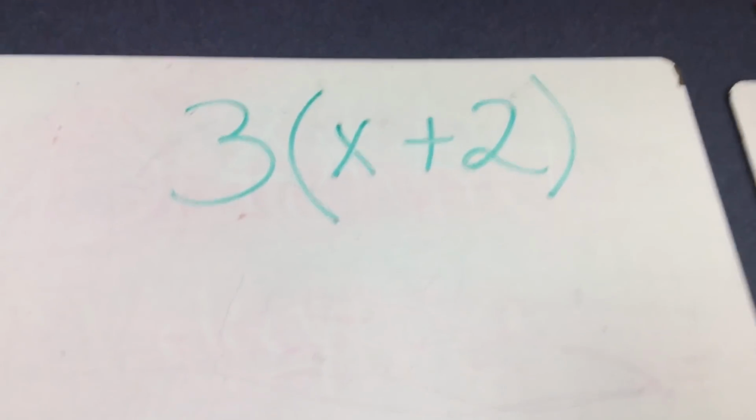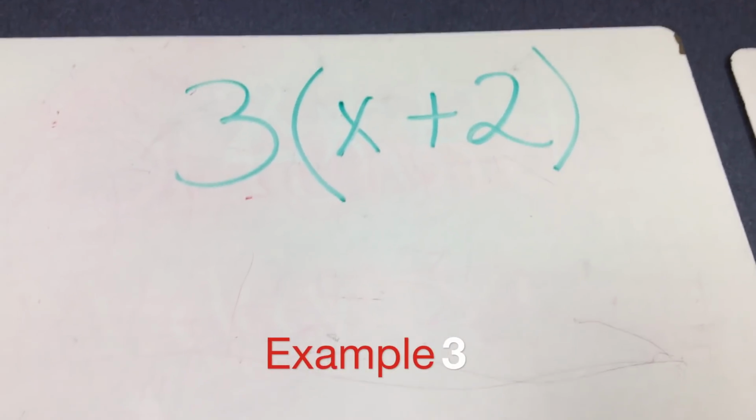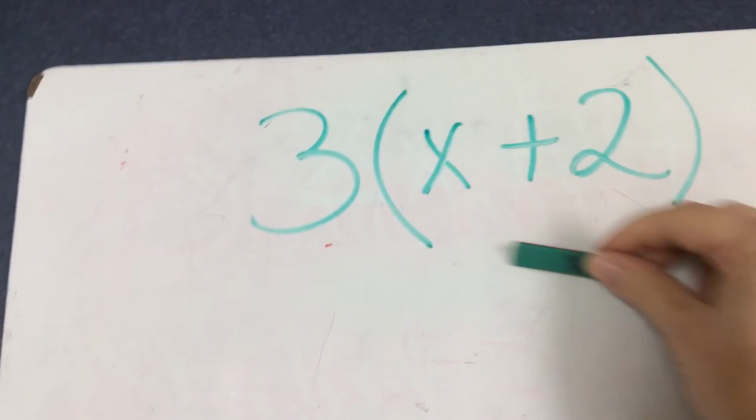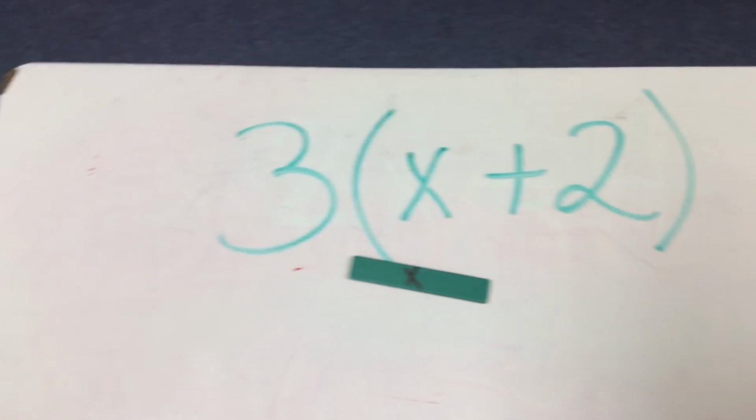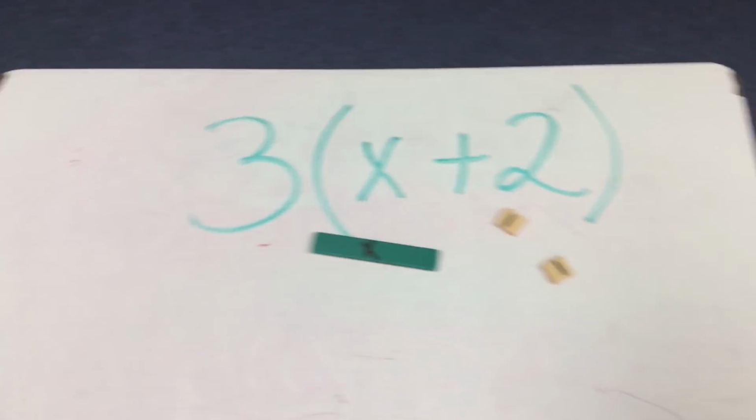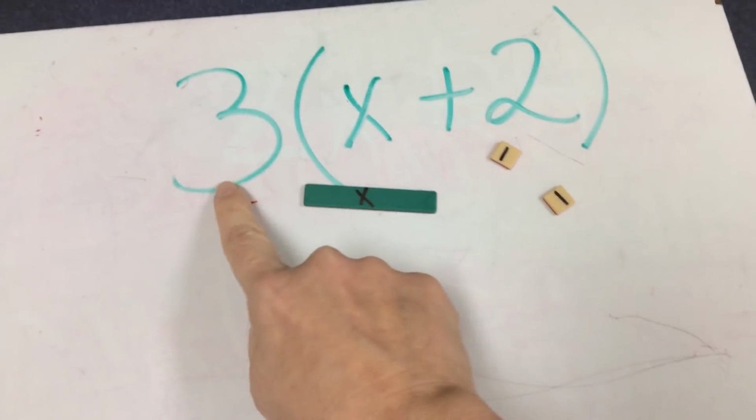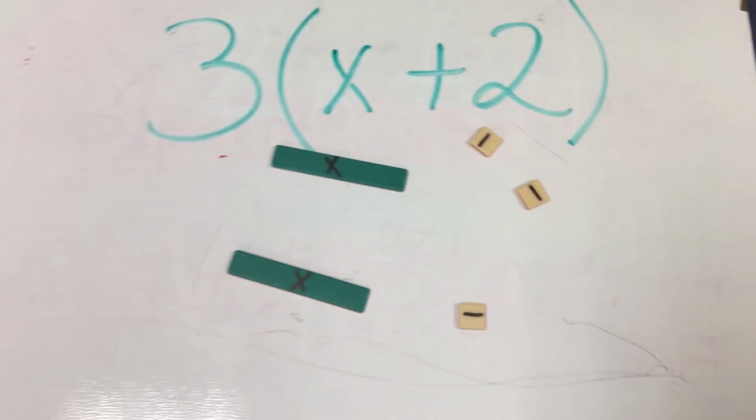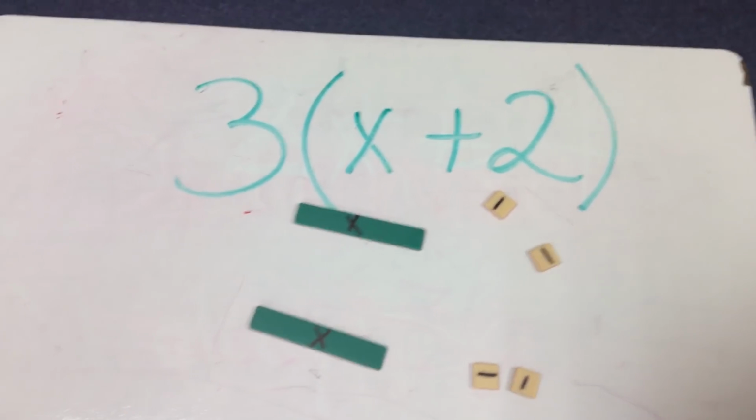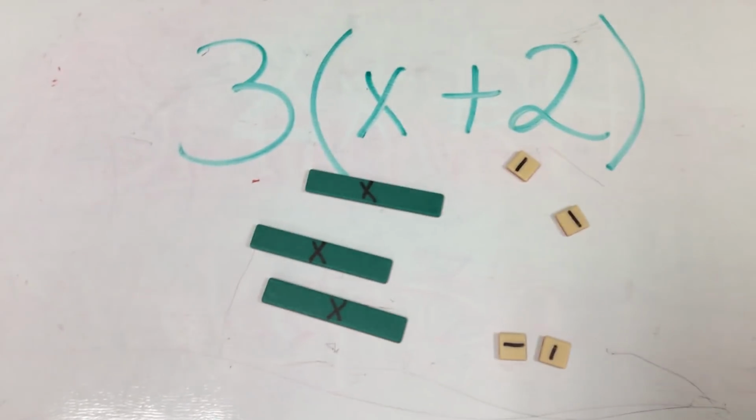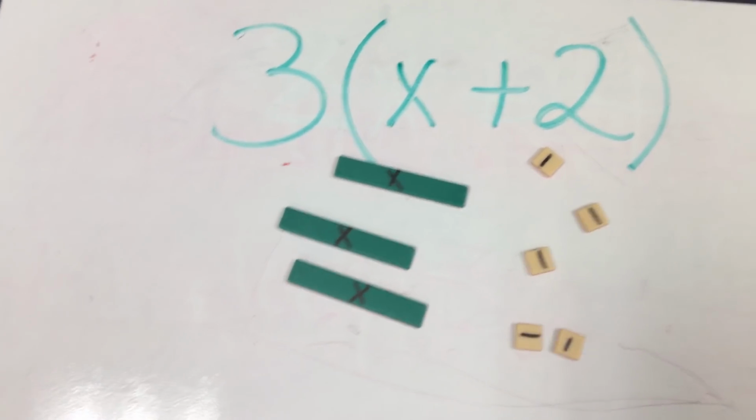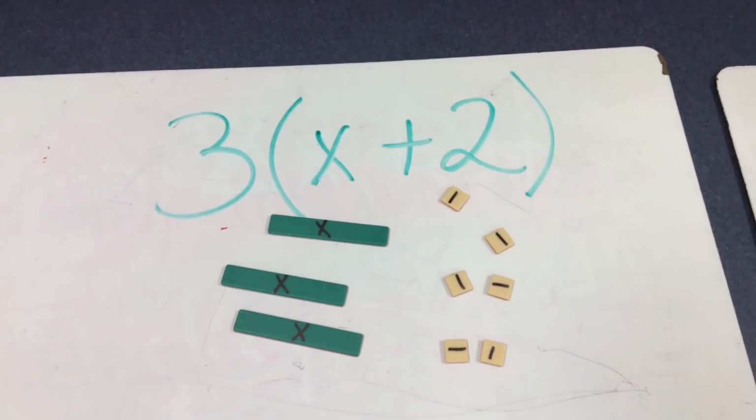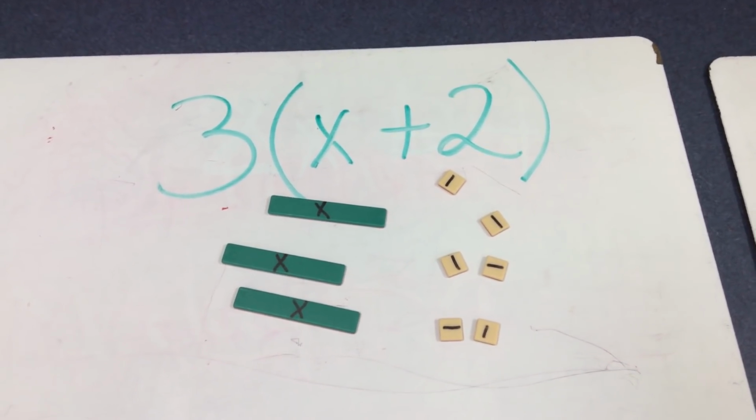Okay, so here comes the distributive property. I have 3 on the outside of the parentheses, and in the parentheses I have x plus 2. So what I'm going to do is model this x plus 2 that's inside the parentheses, and I want to do that 3 times. So I'm going to make another one with 2 and another one with 2. So I've modeled 3 parentheses x plus 2 using the manipulatives.